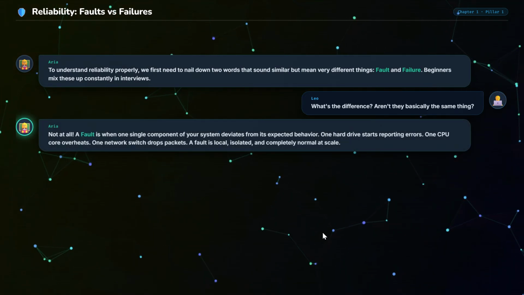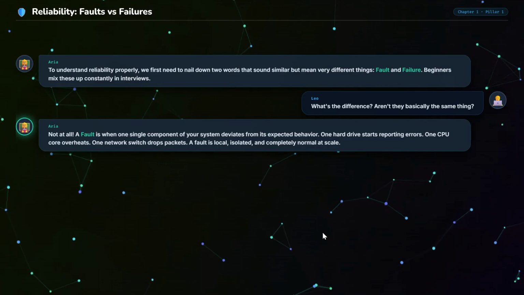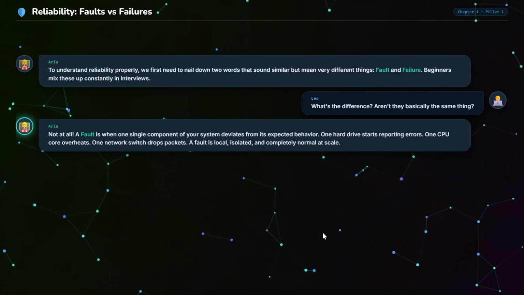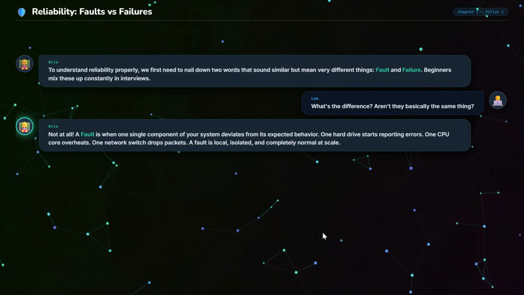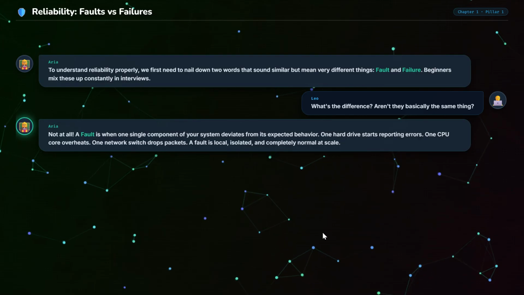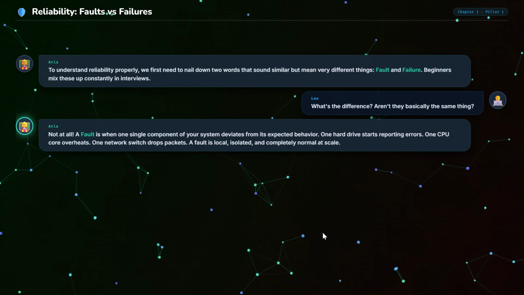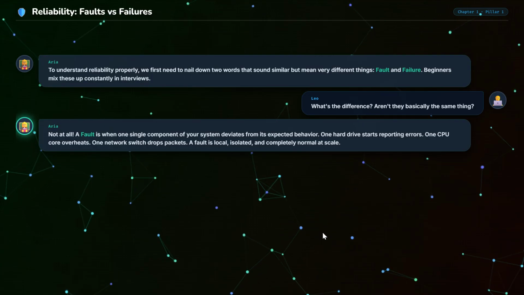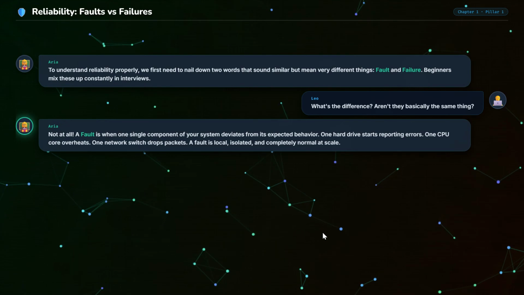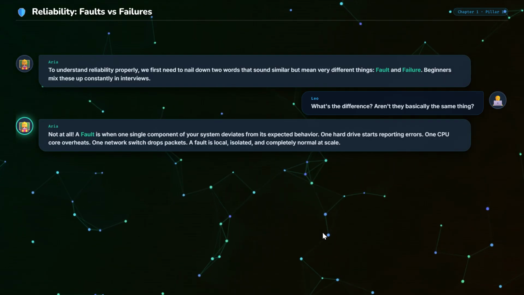Not at all. A fault is when one individual component of your system deviates from its expected behavior. A single hard drive starts throwing checksum errors. One CPU core overheats and gets throttled. One network switch drops some packets. A fault is local, isolated, and at cloud scale, completely normal. Hardware faults happen every single day at Google and Amazon.